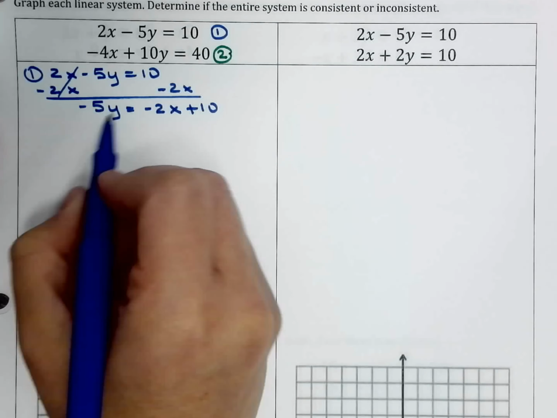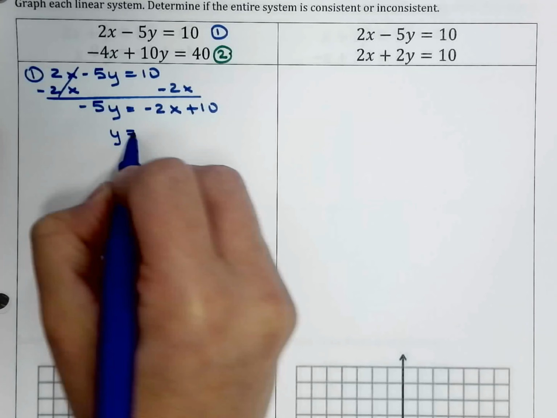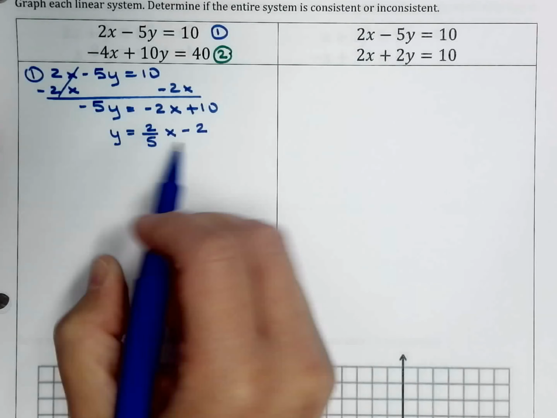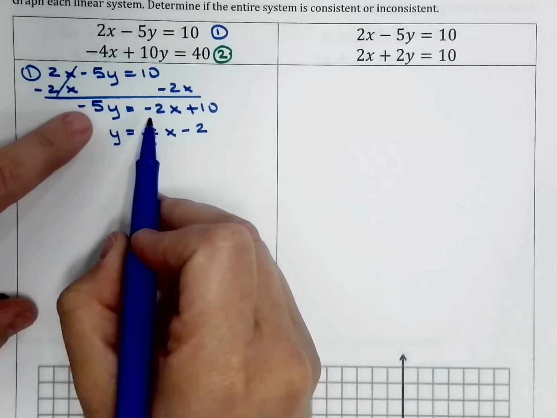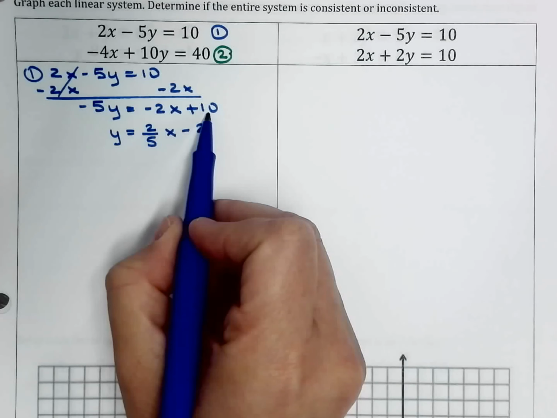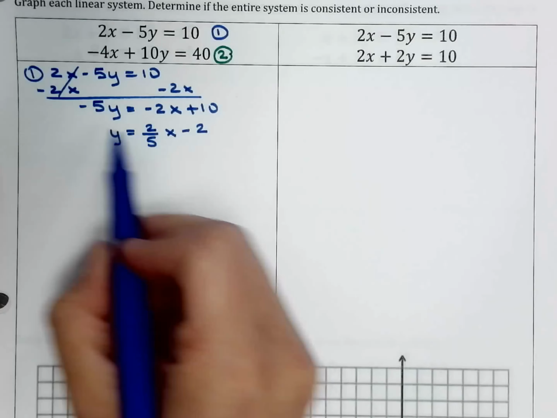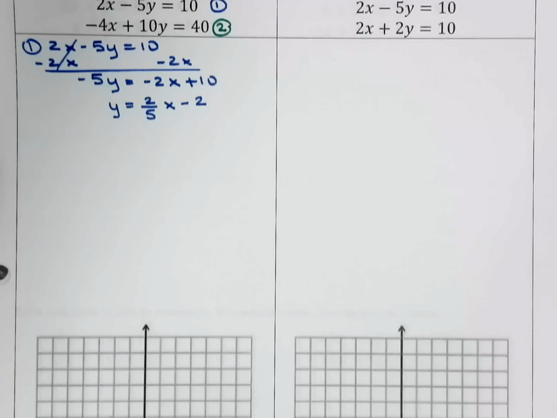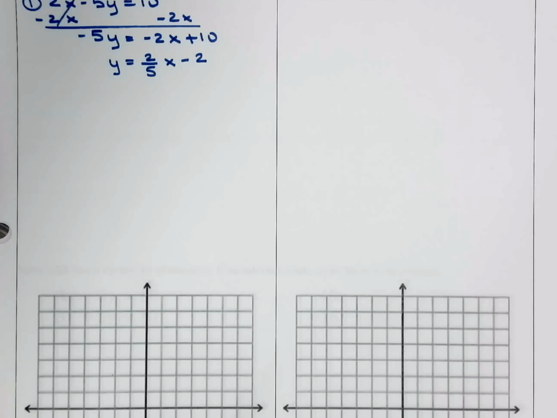Now divide everybody by negative 5. Then I have 2 over 5x minus 2. Because negative 2 divided by negative 5 is positive 2 over 5. And 10 divided by negative 5 is negative 2. So that's in slope-intercept form.